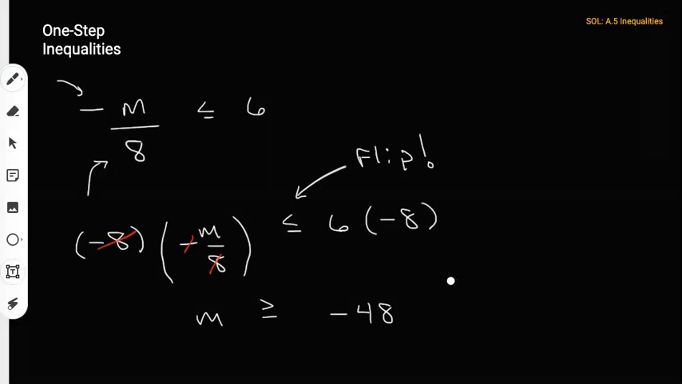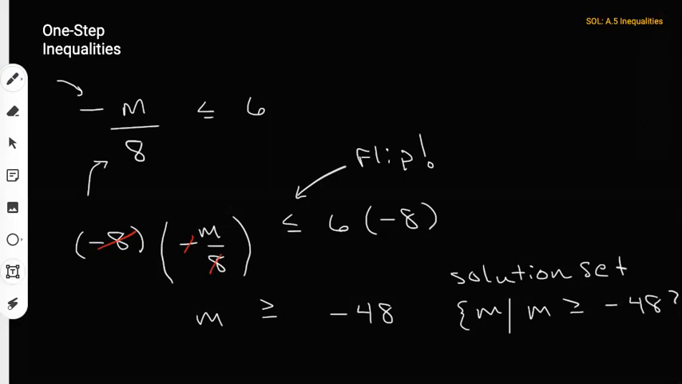And then we can write what's called a solution set. For the solution set, we're going to have braces, and then we're going to put the variable m. And then we're going to put a vertical line, because m is just going to be a variable. What's really going to define m is the fact that m has to be greater than or equal to negative 48. And then I close up my braces.